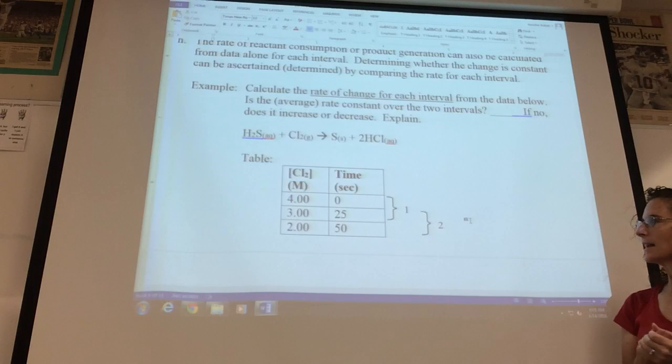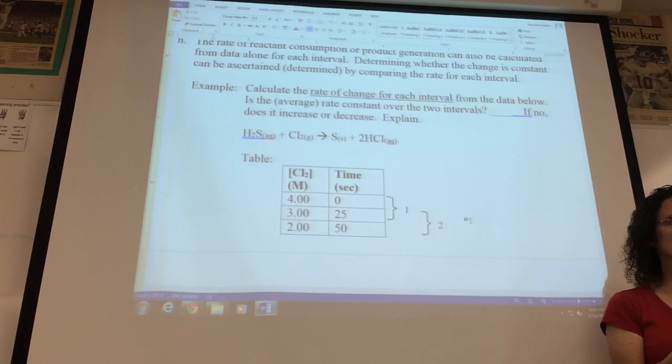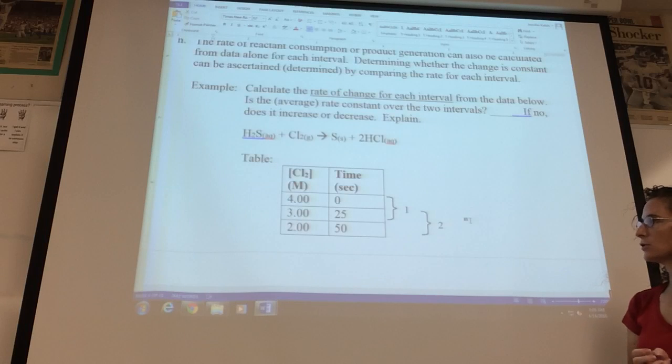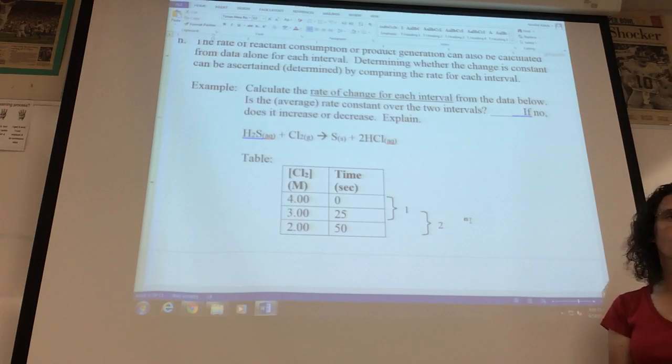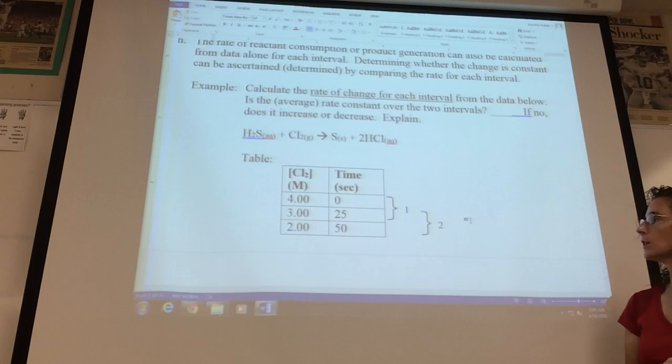So when you look at the data, you want to see whether the concentration is increasing or decreasing, because that tells you whether you have a reactant or a product. Now you know you have a reactant from the balanced equation, but had an equation not been provided, you would know it anyway because the concentration is going down. If you had a product, then the concentration would be going up.